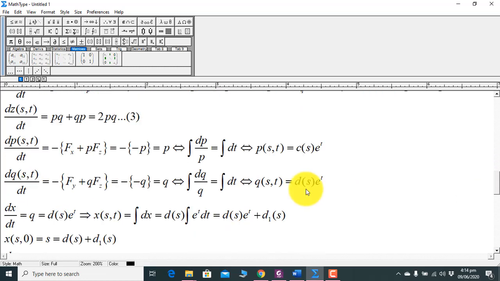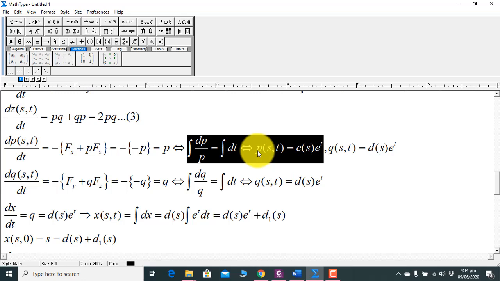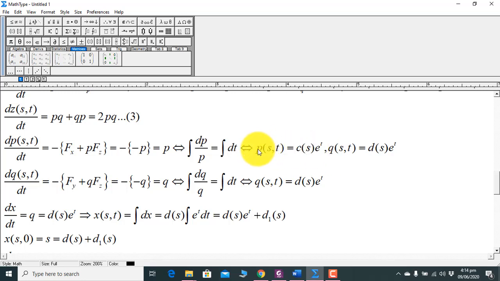This was the solution for p. P was c of st, and q was d of st. So I am taking these two equations simultaneously so that you can see the solution. I think I have to copy it at once. So I am copying this.